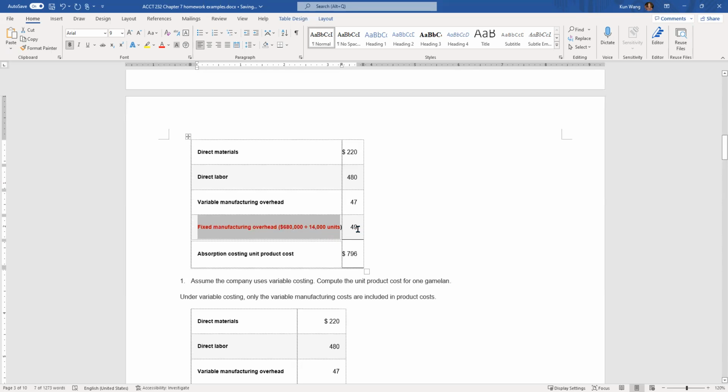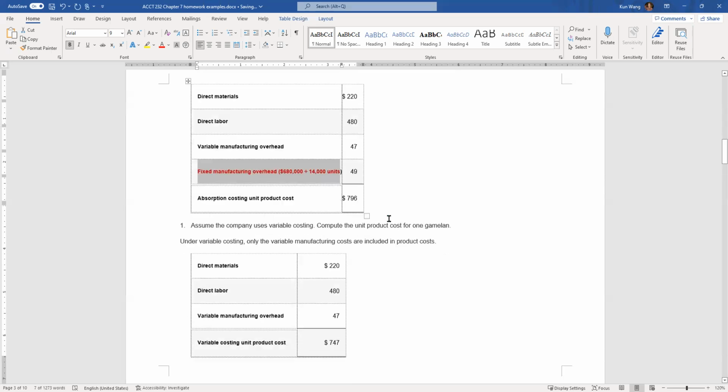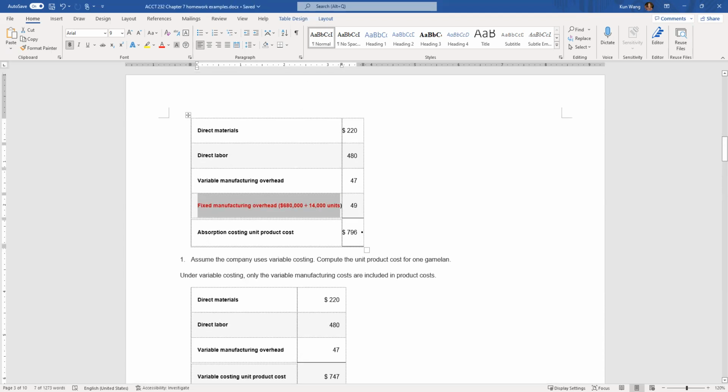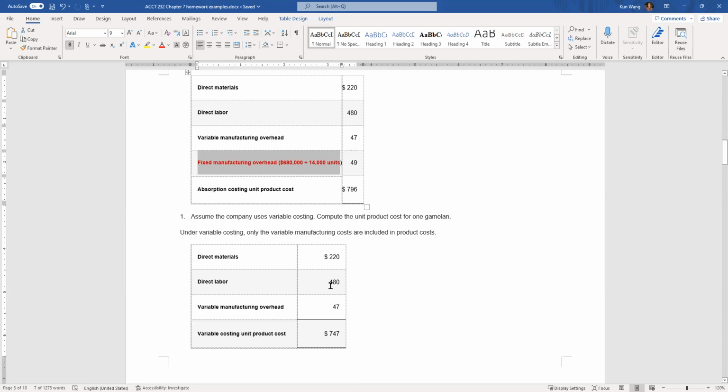So it's $49 per unit. Adding them together will be the total absorption costing per unit. So that can be like a multiple choice question. And then under the variable costing, we are only including the variable manufacturing cost. Be careful. Variable manufacturing cost does not include the variable selling and admin expense. So only 3 items are included in the variable costing per unit. So this is question number 1.